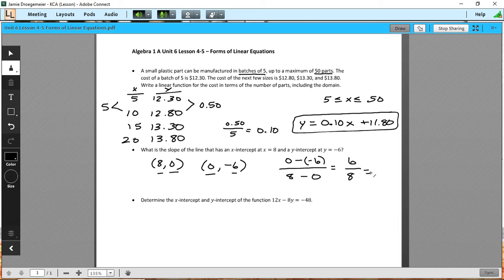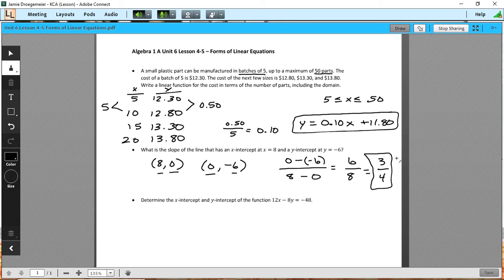We could simplify this fraction 6/8. Those are both divisible by 2. 6 divided by 2 is 3. 8 divided by 2 is 4. So our slope here would be 3/4 between those 2 points.